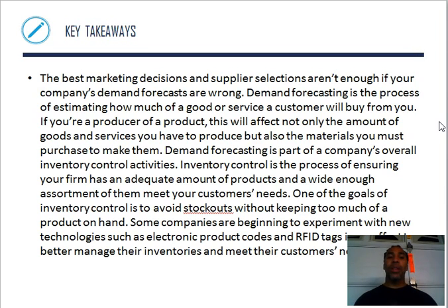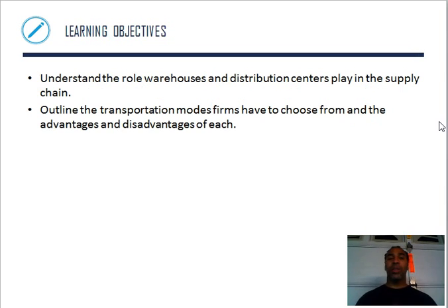More key takeaways are the best marketing decisions and supplier selections aren't enough if your company's demand and forecasts are wrong. So if the demand and forecasts for what's going to be demanded are wrong, then everything else I do is going to be shot, because either I'm losing money because I don't have enough inventory on hand to sell, or I've already lost money because I bought too much inventory. So read the rest of the key takeaways. As always, they're great things.